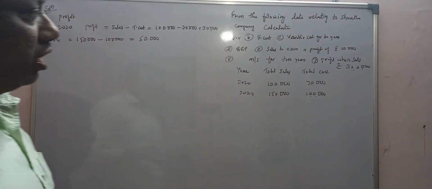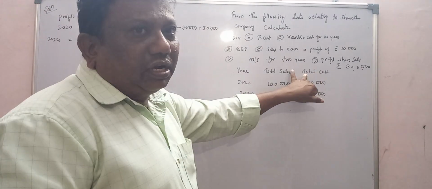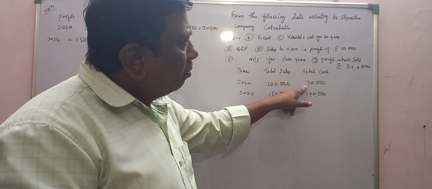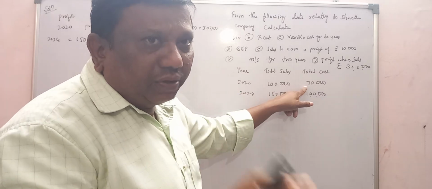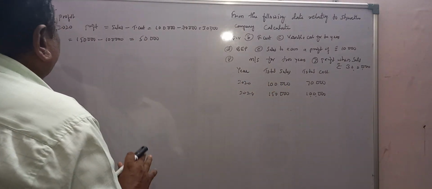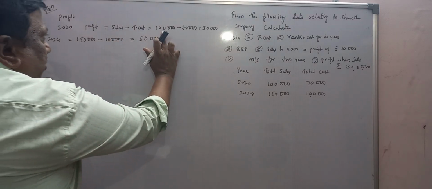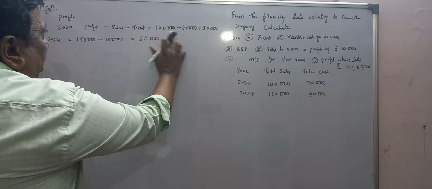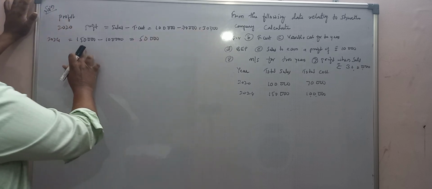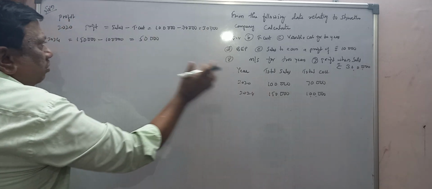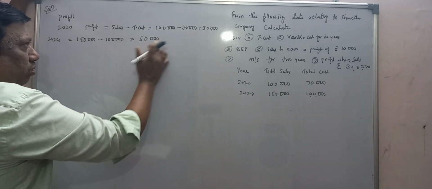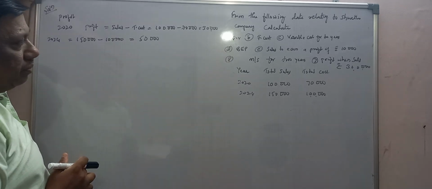In some questions they will give profit directly. Here that is not given, so we have to calculate profit because we know sales. If you subtract total cost, including variable cost and fixed cost, that is 70,000. So the profit should be sales minus total cost. Sales in 2020 is 1 lakh minus 70,000, we have 30,000 profit. Same in 2024, we have sales of rupees 1 lakh 50,000 minus total cost 1 lakh, that is 50,000. So we know 2 years profit.